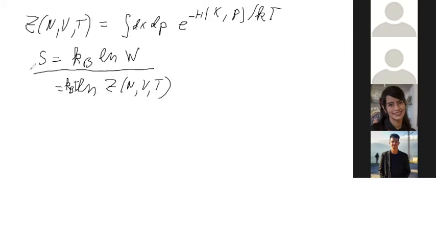A thermodynamic quantity. Heat capacity? No, heat capacity is a derivative. Actually, you can obtain heat capacity from this thing. Heat? No. Okay, let me call it A. It is called Helmholtz free energy.